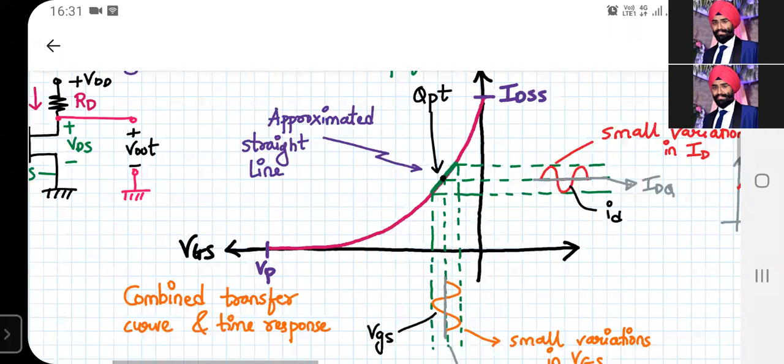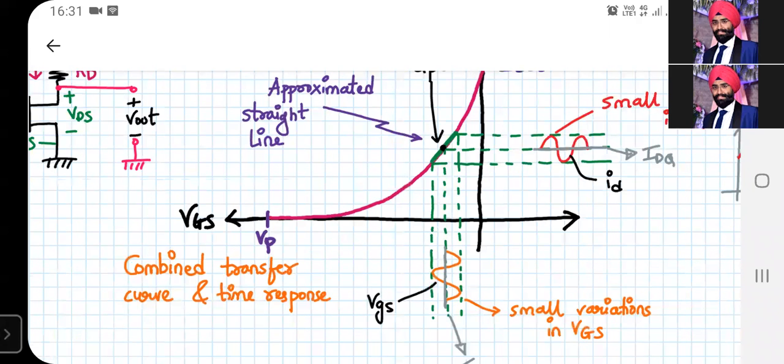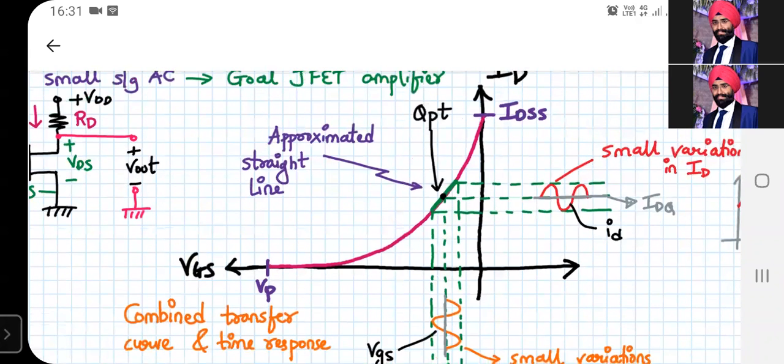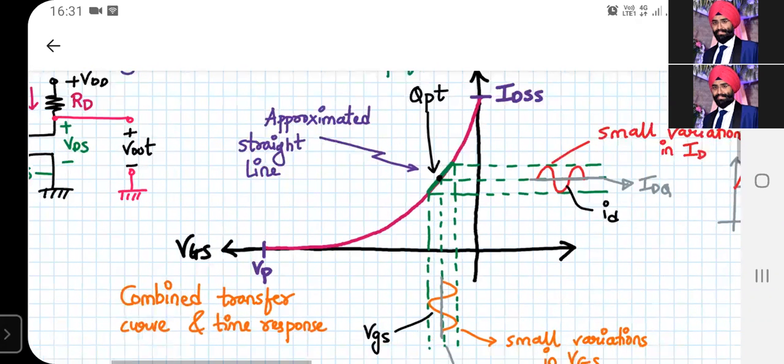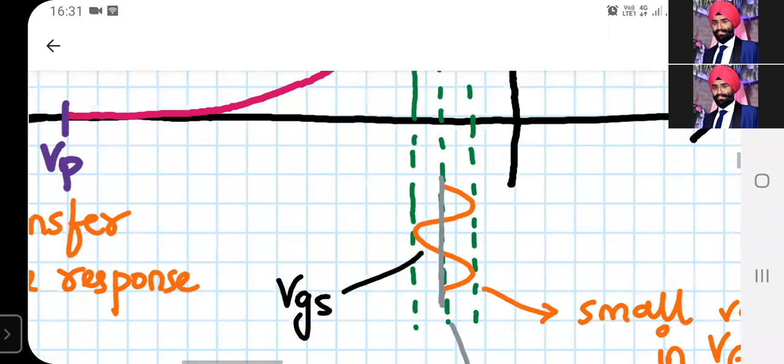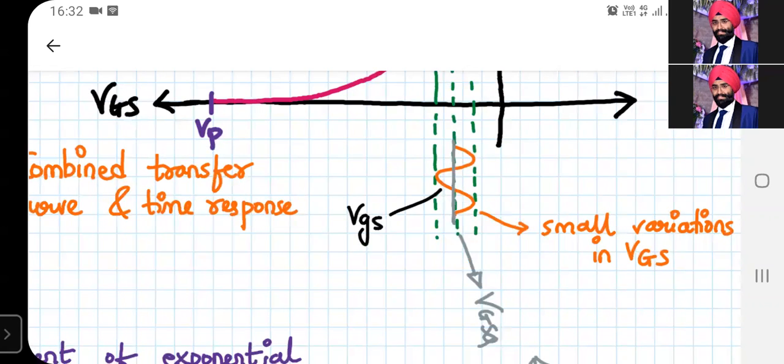Now, what is VGS? VGS is nothing but your mic signal. So we allow the small variations in capital VGS. You remember last time we found capital VGS Q. So that capital VGS Q is this. Beyond that capital VGS Q, you are superimposing your AC signal. So your middle part is not zero, it's actually VGS Q. Fine. And superimposing AC means that AC mic signal will be varying over it.